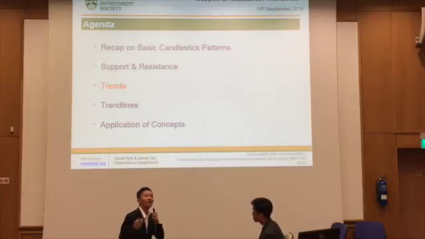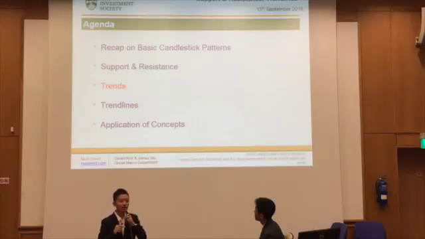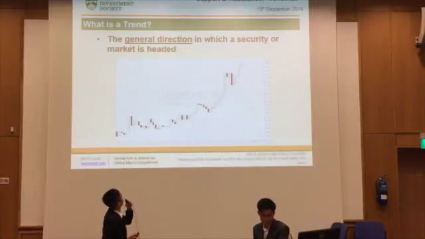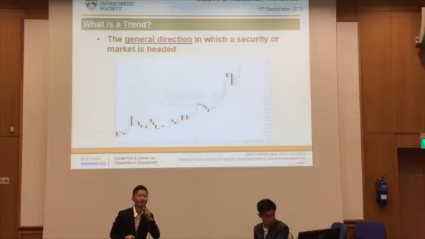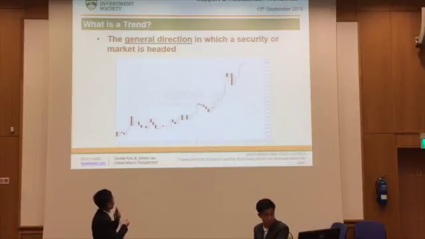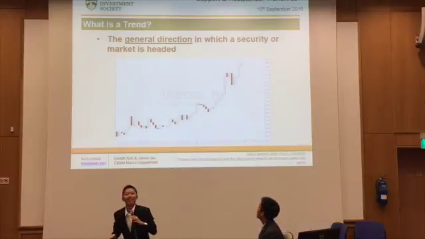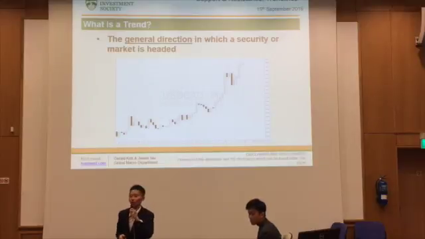Okay, so now I'll go on to trends, which is even simpler. A combination of support and resistance and trends will form the trend lines, which James will be talking about later. So for trends, the definition is very easy: the general direction in which the security or market is headed. The price level might go up, go down, go up, go down, but the general direction is that it is going up. So actually, it's quite simple. The common knowledge is to follow the trend.